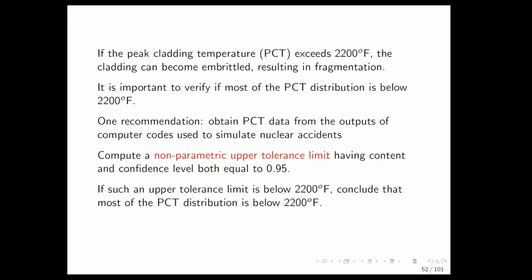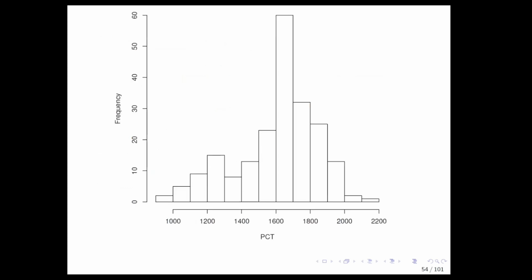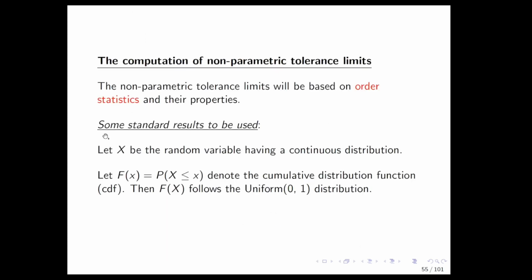So what we want is a non-parametric upper tolerance limit. Why is it non-parametric? Here is some data. This is a sample of size 208. I got this from a company for whom I did some consulting, and they gave me the data. These are the PCT values in the sample of size 208. It does not follow a normal distribution. In fact, it looks to be bimodal, as you can see in the histogram. Probably there's a way to address it assuming a bimodal distribution, but this company preferred a non-parametric upper tolerance limit. You can see that some values were very close to 2200, or maybe one exceeded 2200. I don't actually remember. Now let us go through the computation of a non-parametric tolerance limit, and then we'll apply it to the nuclear power plant safety example.